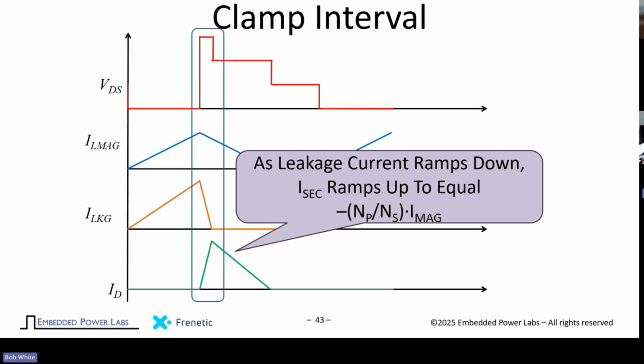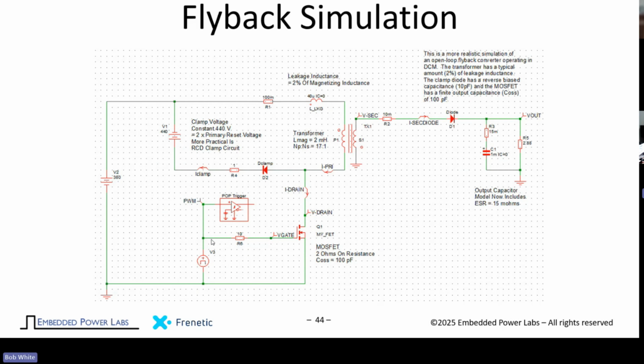So let's look at this a little bit graphically. What's going on in this clamp interval? The drain voltage is 0 during the on time, and then we turn off, and we've got this clamp interval. The magnetizing current is almost stable. The current in the leakage inductance is ramping down. The current in the secondary is ramping up.